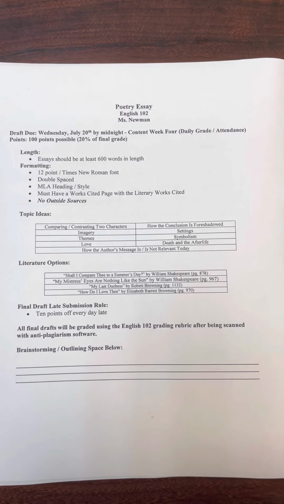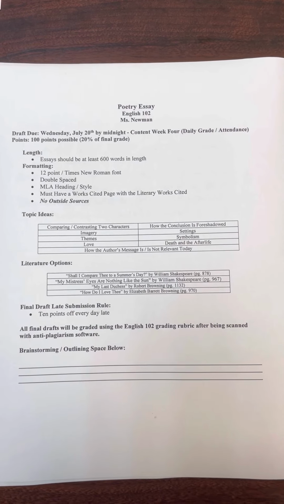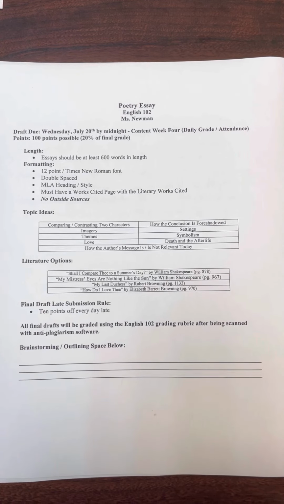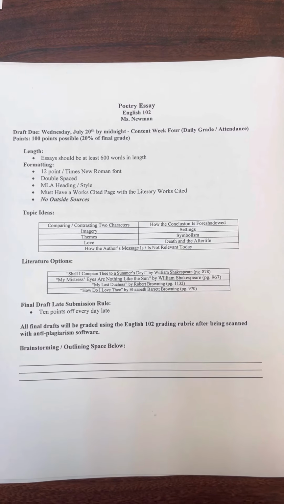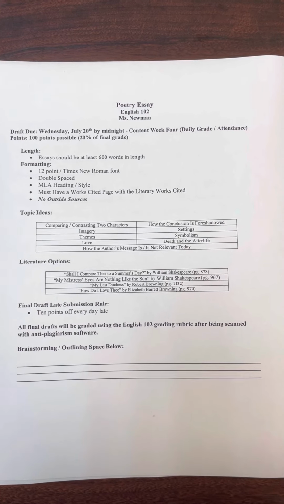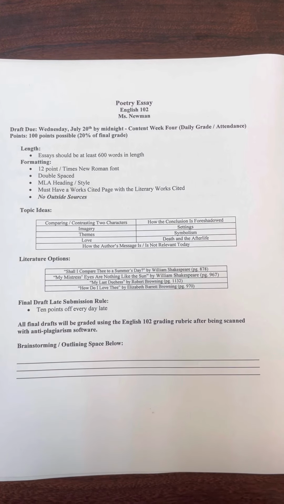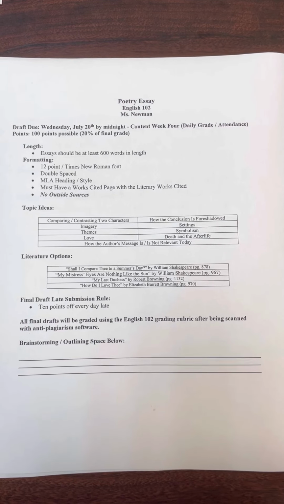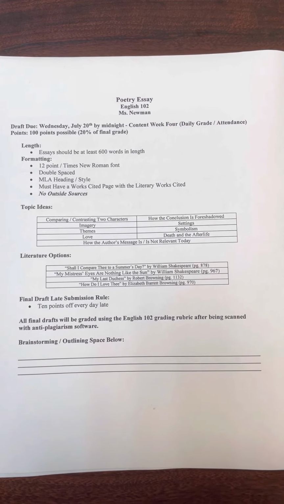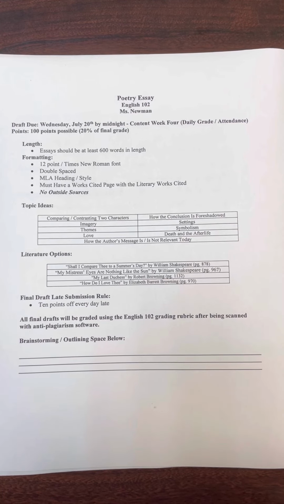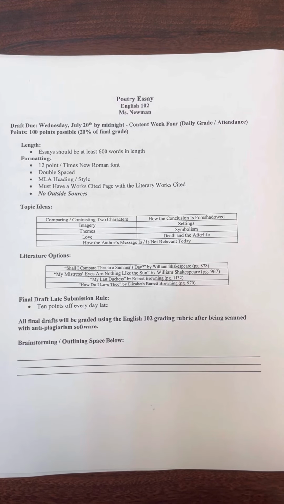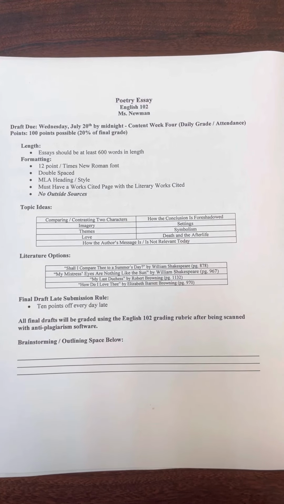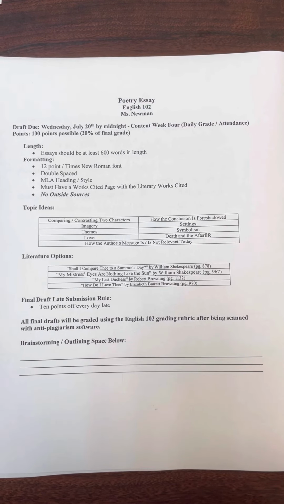So the draft is due Wednesday, July 20th by midnight in the Content Week 4 folder. And when you submit it, it'll count as that week's daily grade and attendance grade. It's worth 20% of your final grade, so not nearly as much as that research paper, but still quite a chunk of your total final grade. Essay should be at least 600 words in length. That is shorter than your research paper, and the works cited page with the literary works cited will count towards that word count as well.